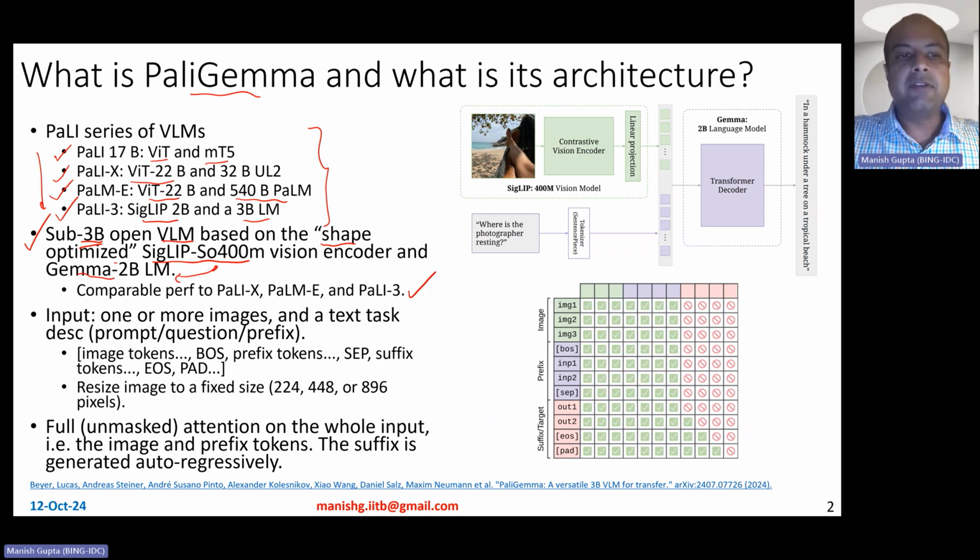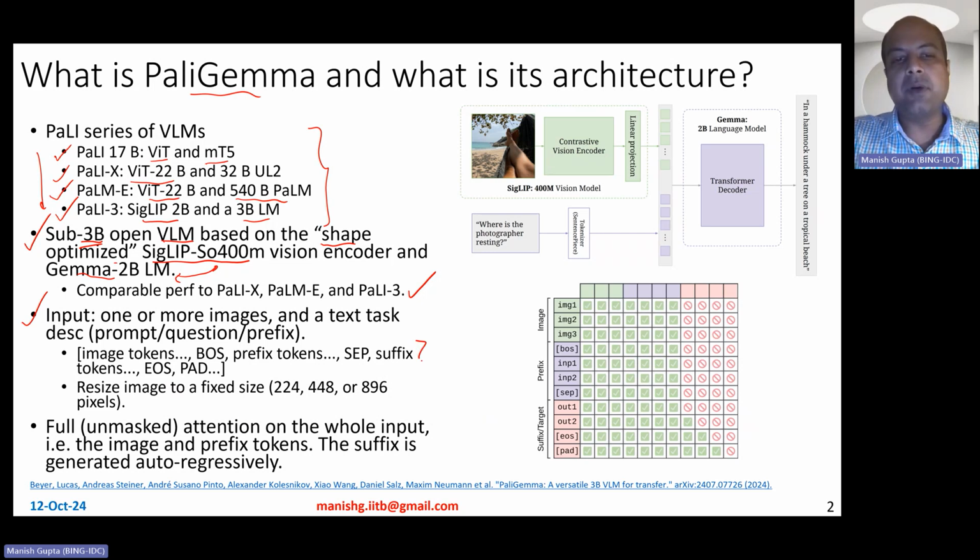Just like any other vision language model, it can take one or more images as input along with a text task. This task description could also be called a prompt, question, or prefix. Depending on what you are doing, for question answering, sure, call it a question, but for image captioning, maybe you just want to call it a prompt and say give me a caption for this image, right?